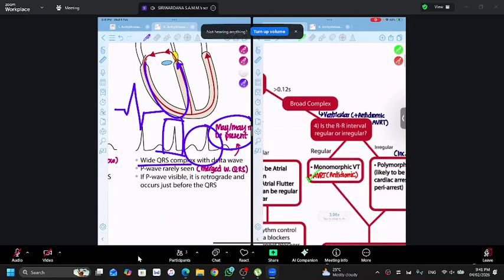That's an exception to the rule. Usually ventricular arrhythmias are the ones which are broad complex. But this is an exception. Antidromic AVRT can be broad complex as well.